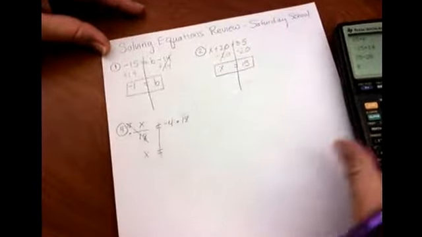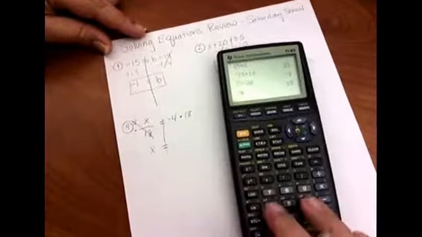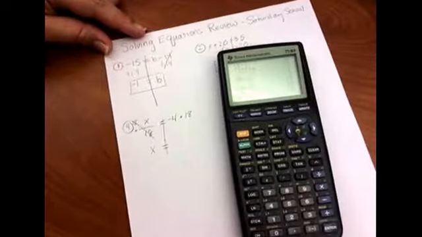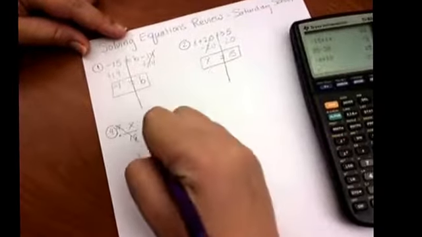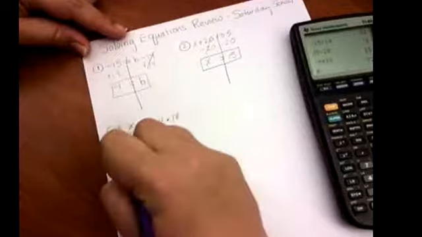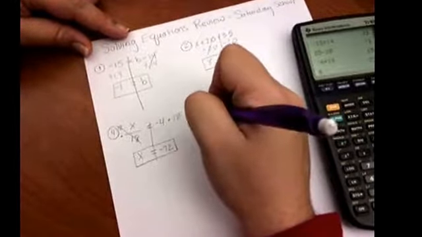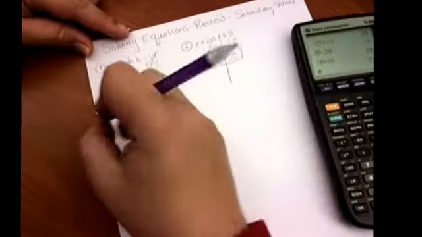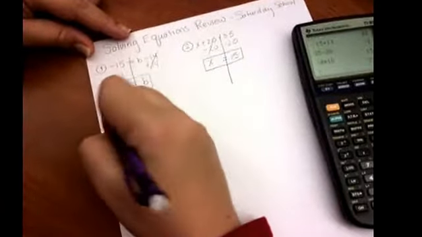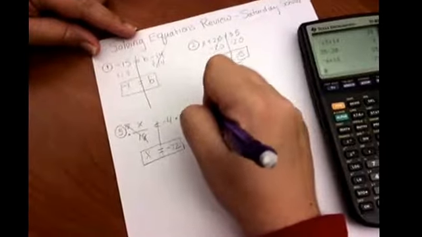On this side, I'm going to do negative 4 times 18, and I get negative 72. So x equals negative 72. That was number 5, not number 4. Number 6.